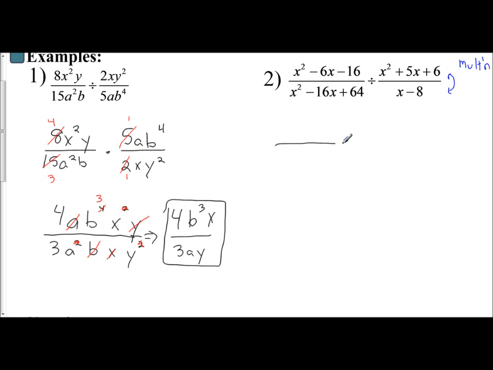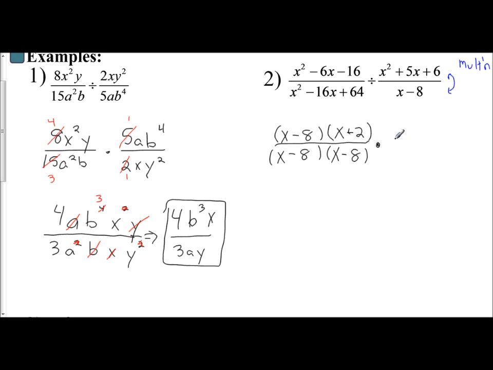So first thing I'm going to do is simplify x squared minus 6x minus 16. Two numbers that multiply to give me negative 16 and add to give me negative 6 are negative 8 and positive 2. I get x squared minus 16x plus 64. Two numbers that multiply to give me 64 and add to give me negative 16 are negative 8 and negative 8.